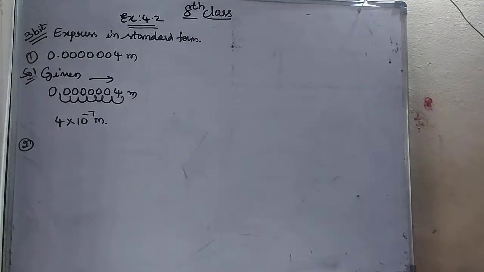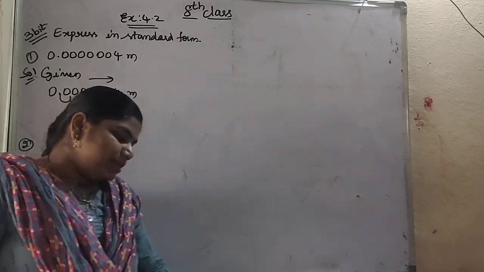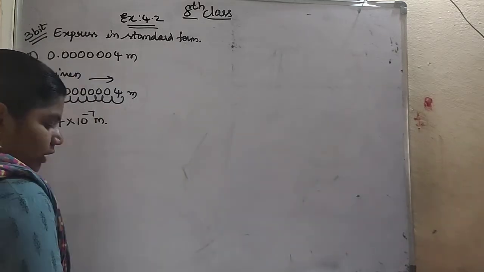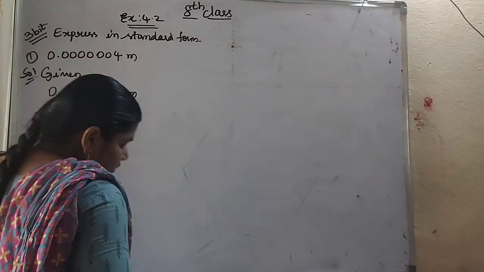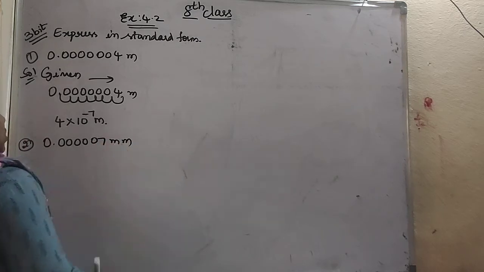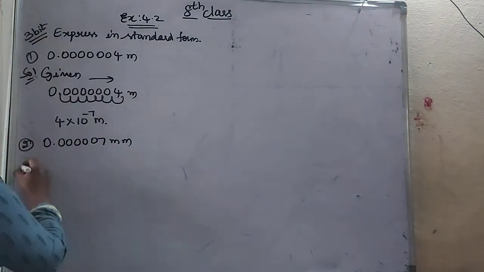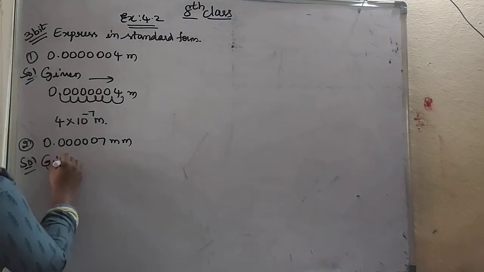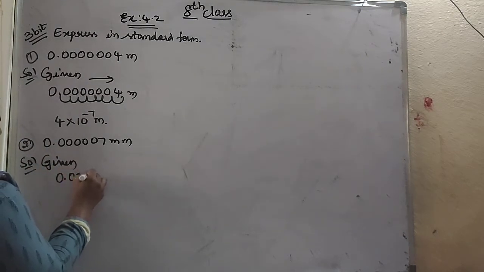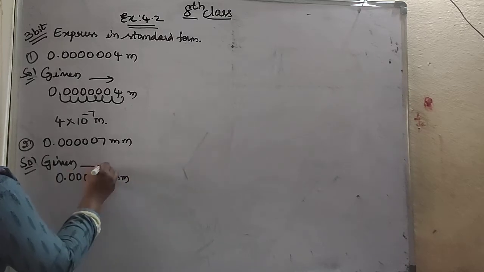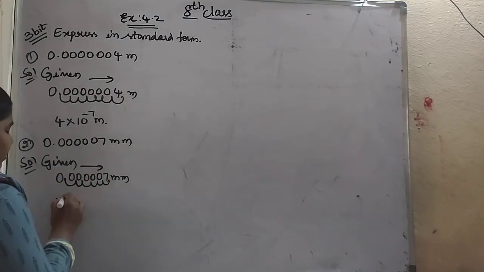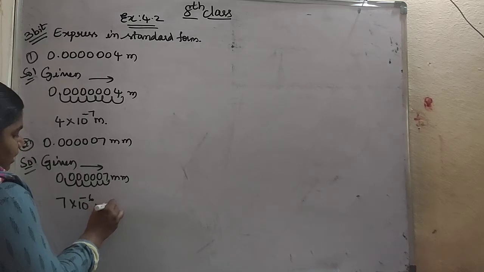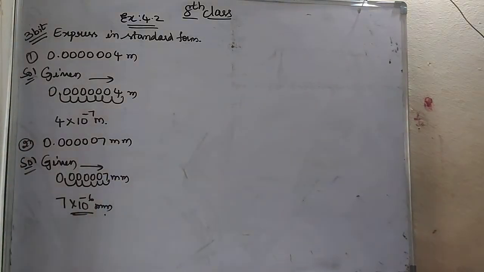The second one is the size of red blood cells. What is the size of red blood cells they have given? That is 0.00007 millimeters. Again this is a smaller number. We have to move to the right side. Given 0.00007 millimeters, moving right, how many times? 1, 2, 3, 4, 5, 6 times. That is 7 into 10 power minus 6 millimeters is our answer. So this is our second one.